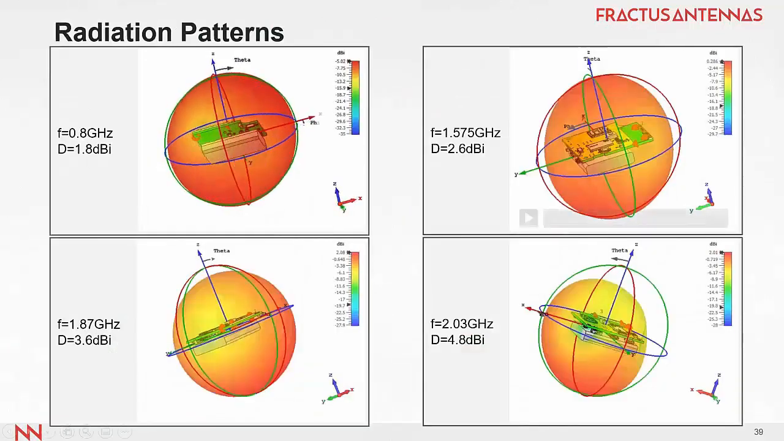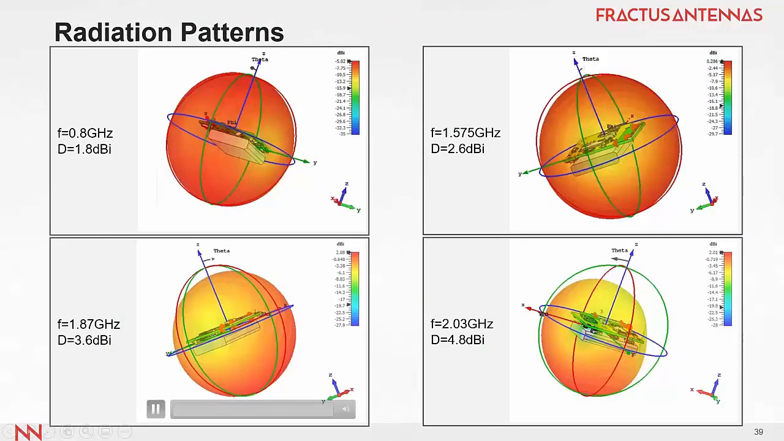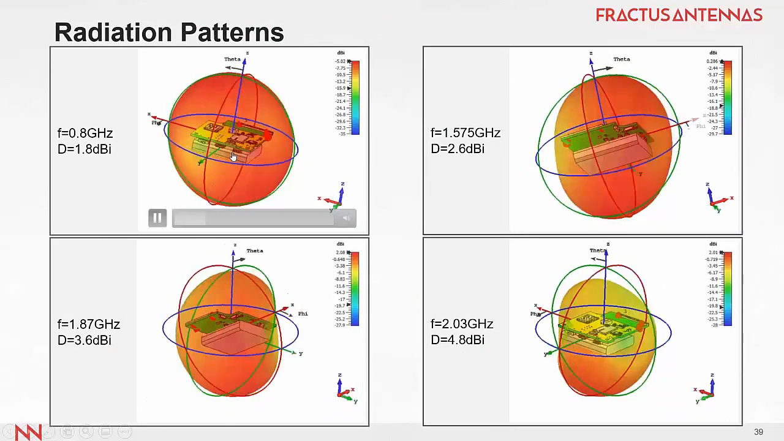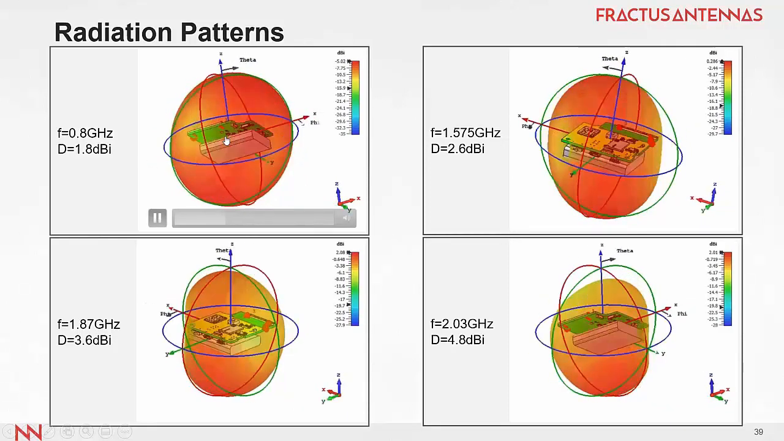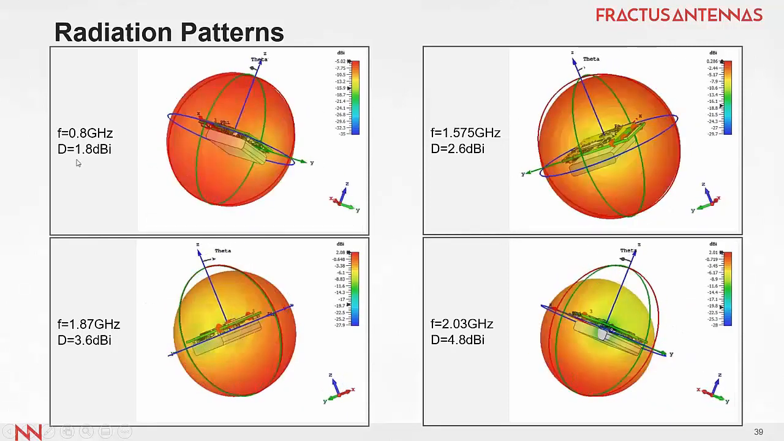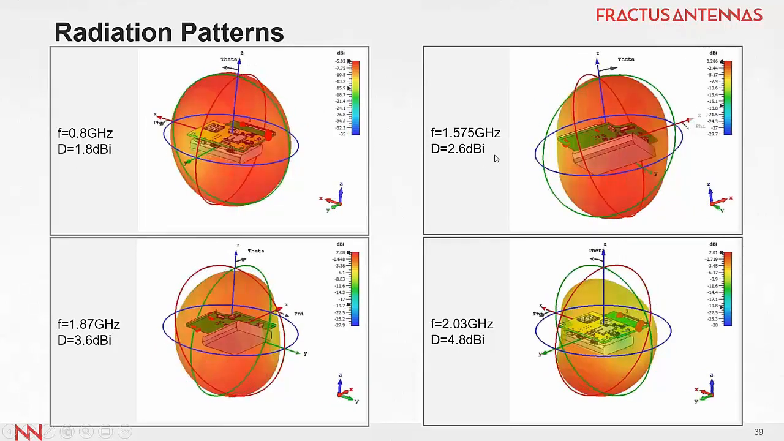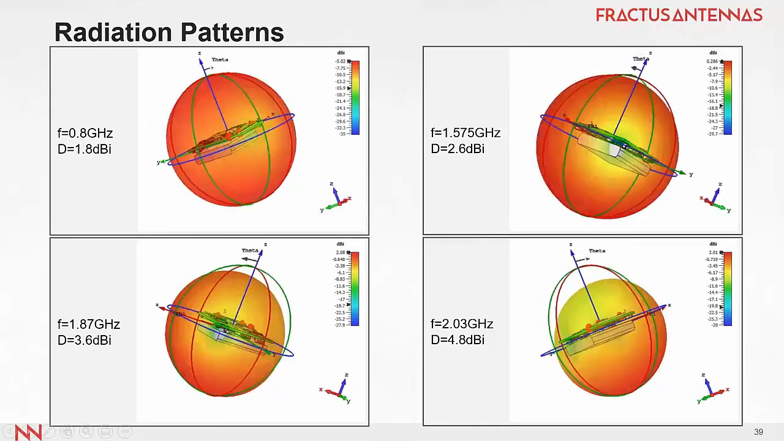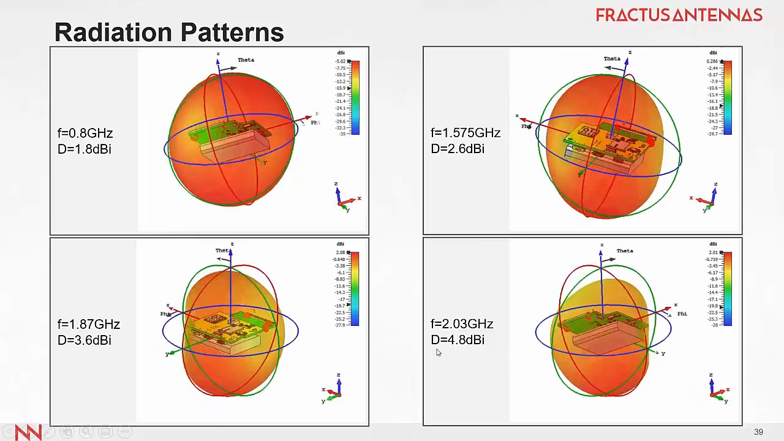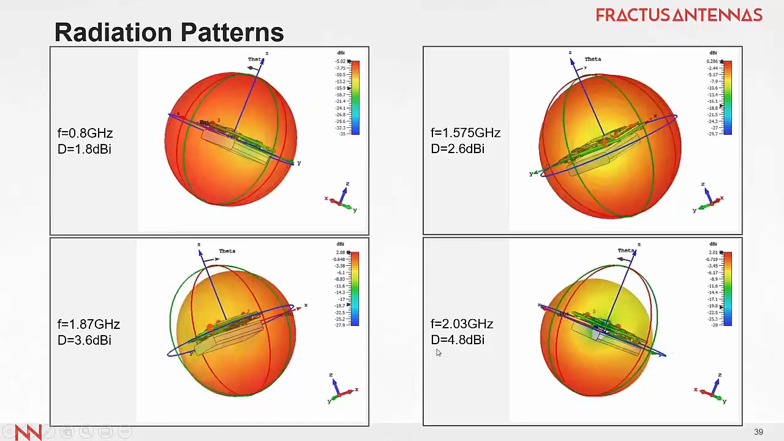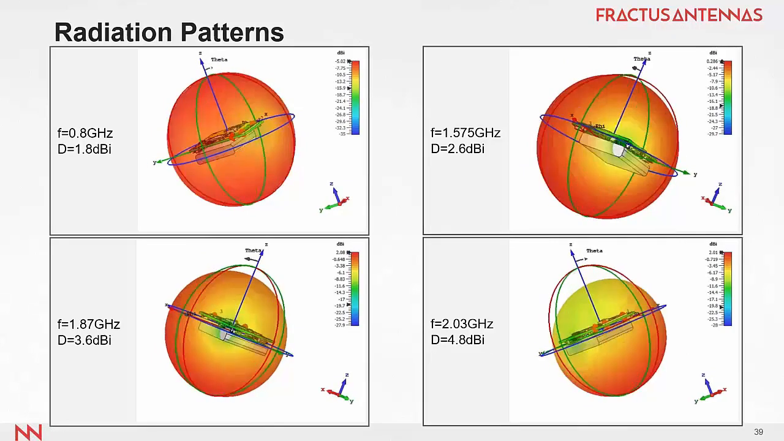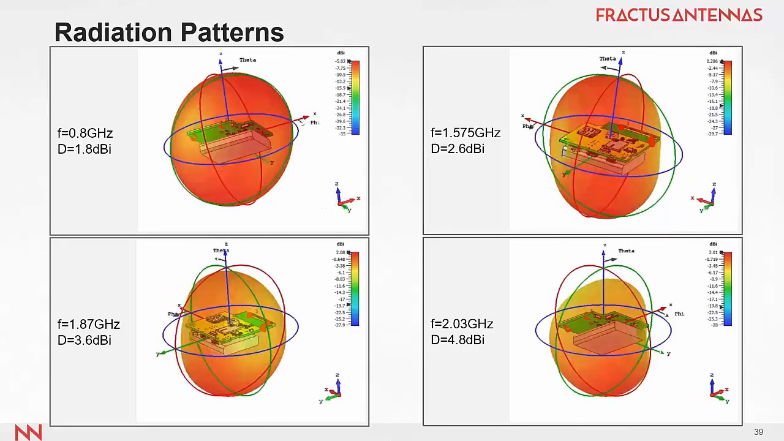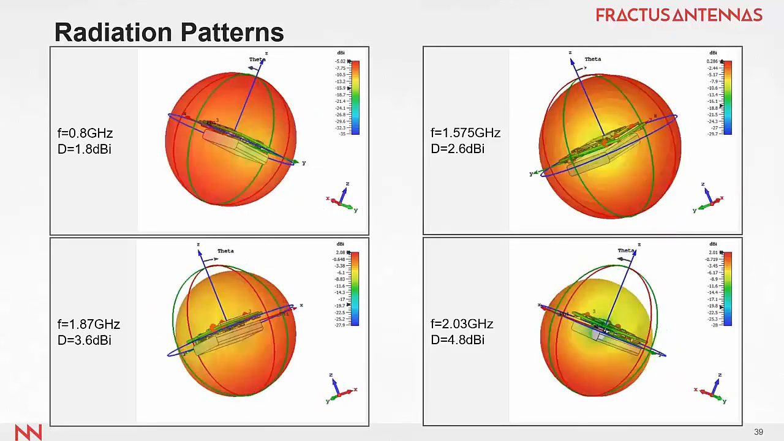These are some examples of the radiation patterns. For these small platforms, the radiation patterns at the low frequency bands are quite omnidirectional, with a directivity of around 2 dB. As you increase in frequency, they increase a little bit in directivity, but nevertheless, the directivity is moderate. It's less than 5 dB.